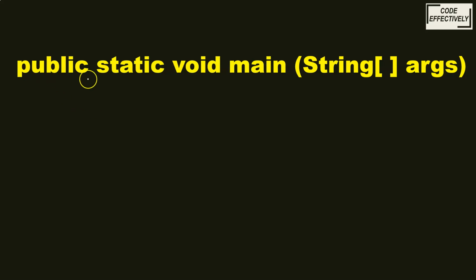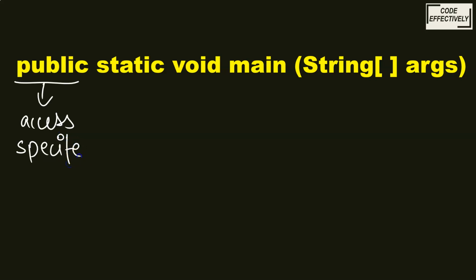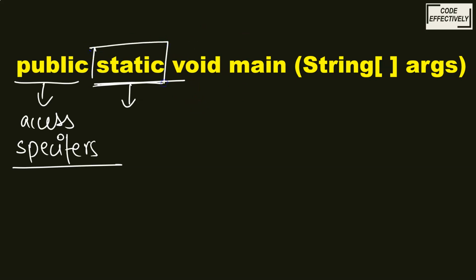Let's start. See, public static void main. As you can see, public is an access specifier here, and if you don't know what access specifiers are and what the types of access specifiers are, I request you to please watch the previous video in order to know what access specifiers are and what the types are. Static is a keyword that is used to indicate that there is no need of creating an object of this class. You can directly access this method without creating the object.